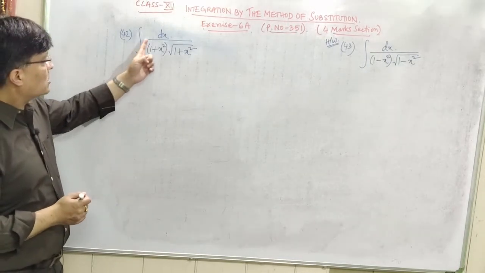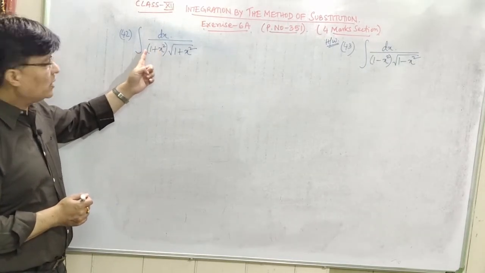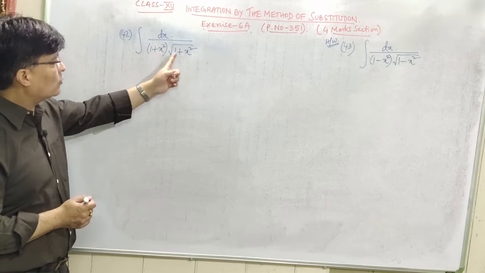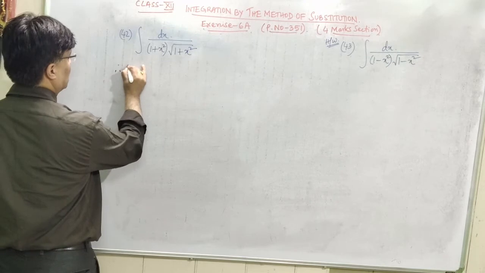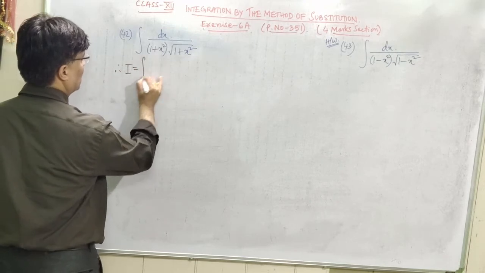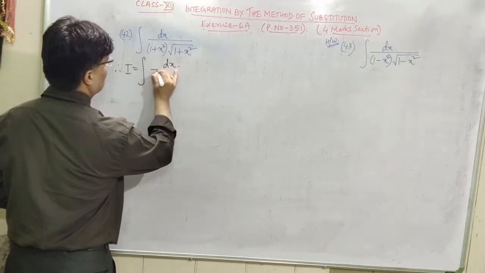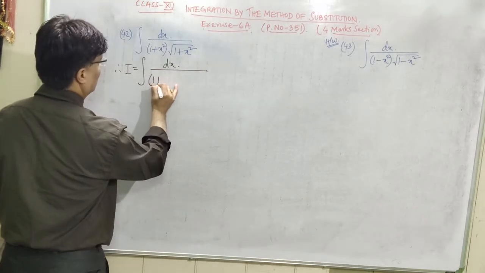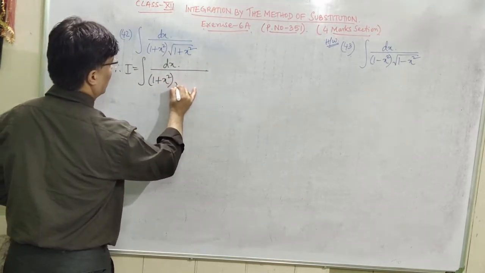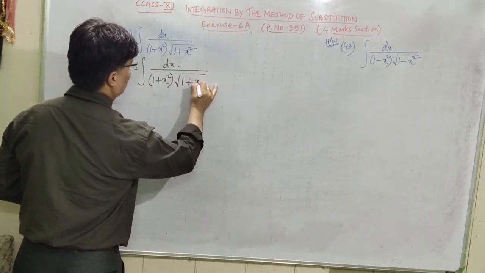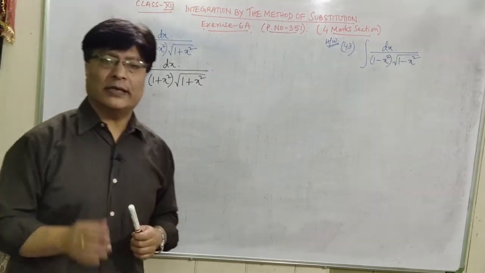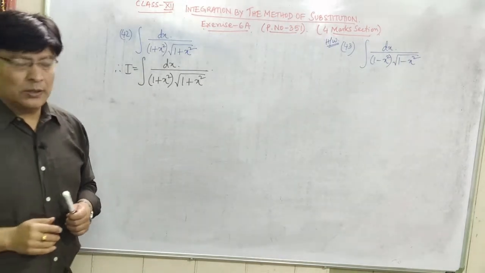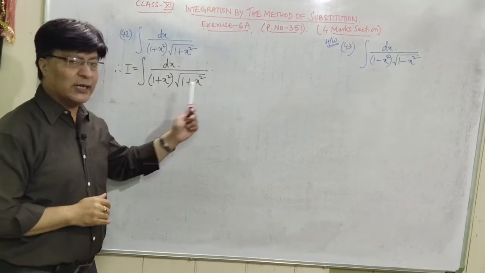So it is integral dx upon 1 plus x square within bracket, root over 1 plus x square is there. Okay. So let us write here I is equal to integration of dx divided by 1 plus x square root over 1 plus x square. Now you have to consider the expression within a square root. So within square root there is 1 plus x square.